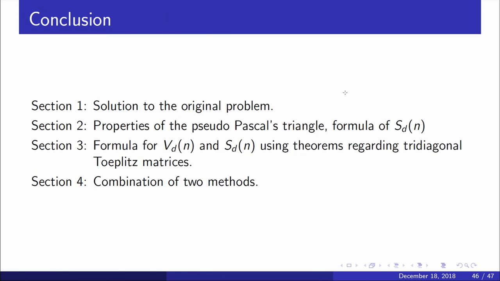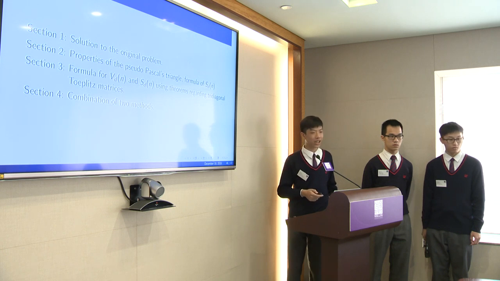So in conclusion, we have presented the solution to the original problem we were investigating, the closed mesh in session 1, and we have discovered the properties of pseudo-Pascal's triangle and developed the formula of S_{d,n} in session 2. In session 3, we formulated the values of V_{d,n} and S_{d,n} using the theorems regarding tridiagonal Toeplitz matrices. In the final session, session 4, we combined two methods to obtain a non-trivial formula for trigonometric terms and binomial coefficients. This is the end of our presentation. Thank you.